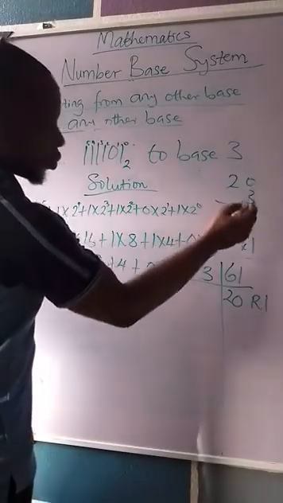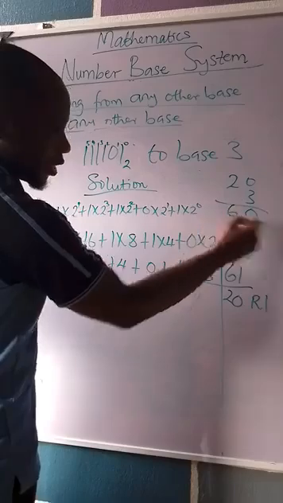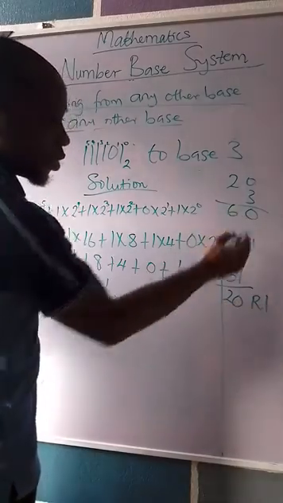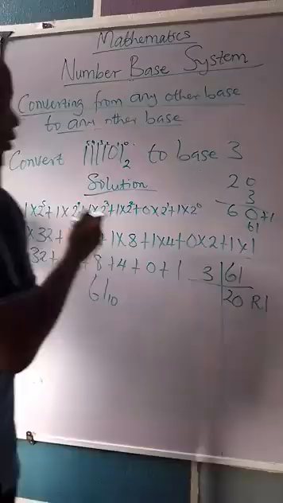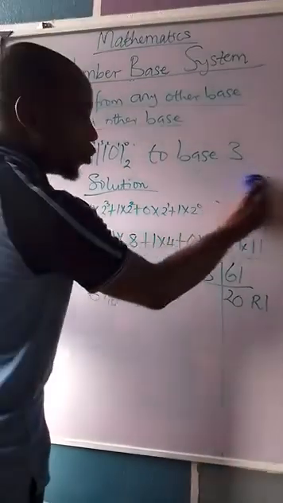So 3 times 20 is what? 20 and 3. Take note. This goes here is 0. This goes here is 6. This gives you 60. If you add 1 to it, it becomes 61. So there's no magic in this thing. It's just you following the procedure.